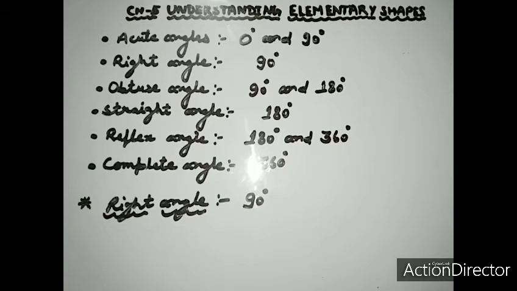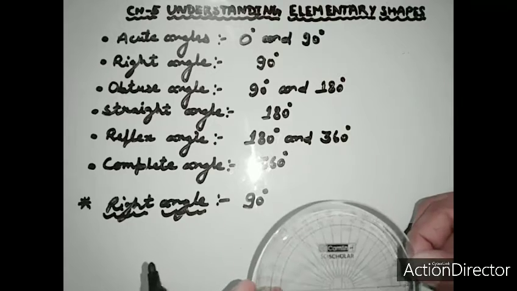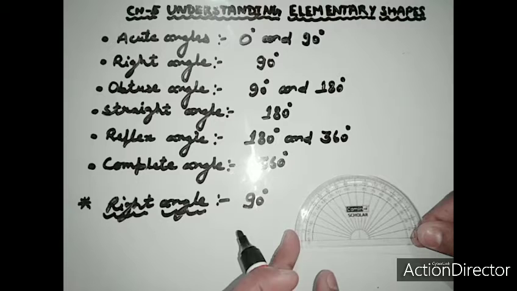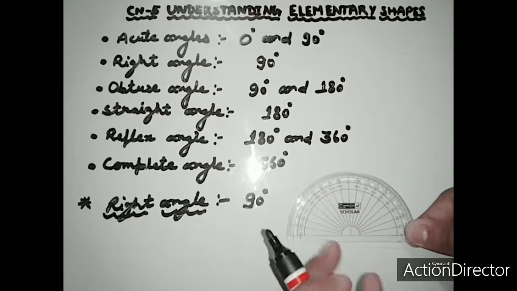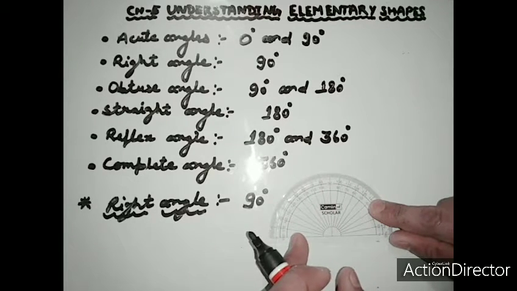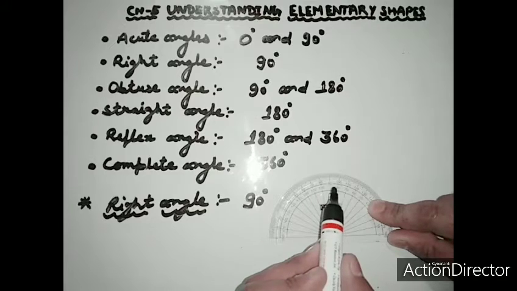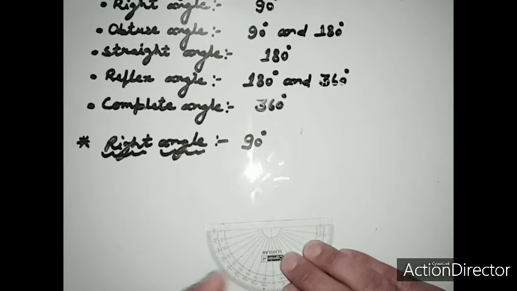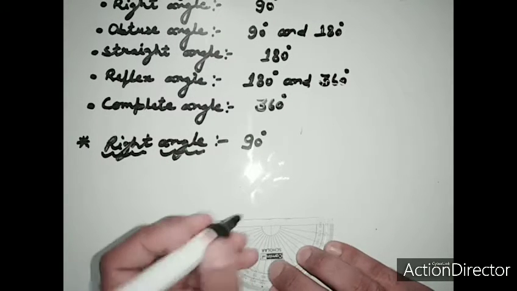right angle, right? Now this is a protractor, okay, and here we measure angles by using this instrument, and the name of this instrument is protractor, right? So where is 90 degree? Yes, this one is 90 degree on the protractor. Now about how to draw 90 degree angle by using this protractor.